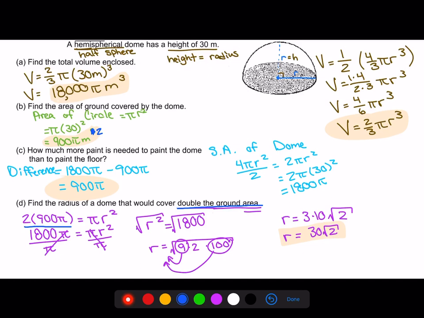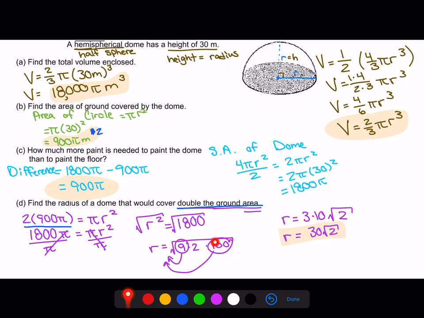Now we want to find the radius, and we're dealing with area once again, so I'm just going to use the area formula, pi r squared. So we have 1,800 pi is equal to pi r squared. Dividing both sides by pi, we get 1,800 is equal to r squared. Taking the square root of both sides, if I take the square root of 1,800, I can break that down into 18 times 100. And I can break down 18 to 9 times 2.